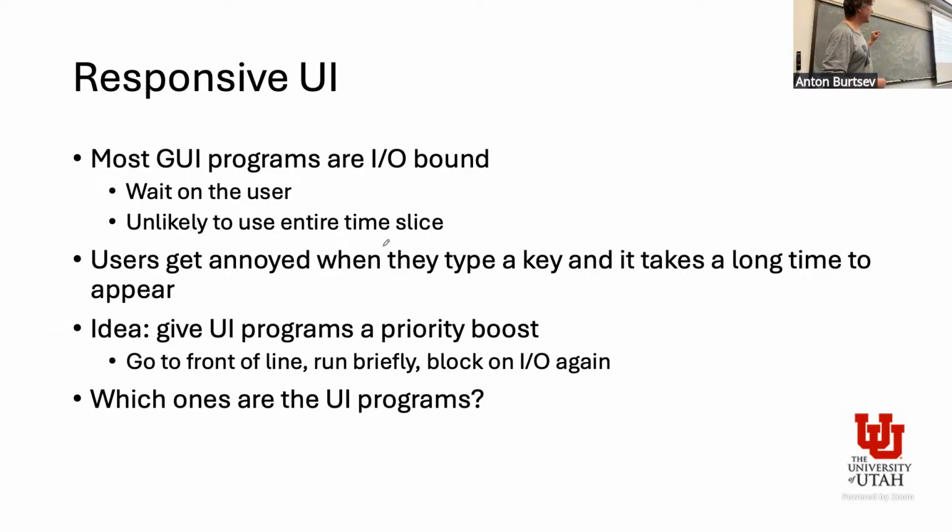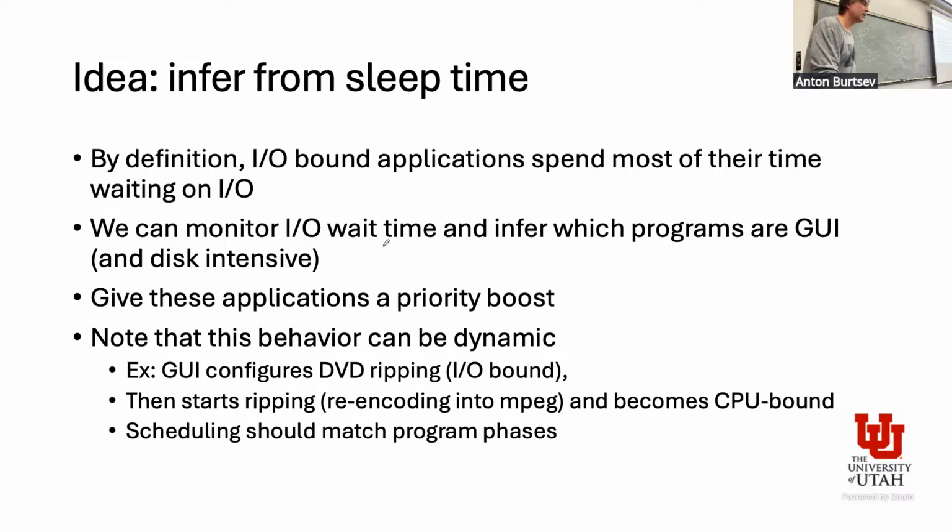So the question is, how do you even detect these user interactive programs? Well, you say many GUI programs are IO-bound. So maybe you could use that statistic as a proxy for which ones are UI. So then you track how many times it's blocking on IO, and then do the inverse of that, and that fraction is your priority. Correct.